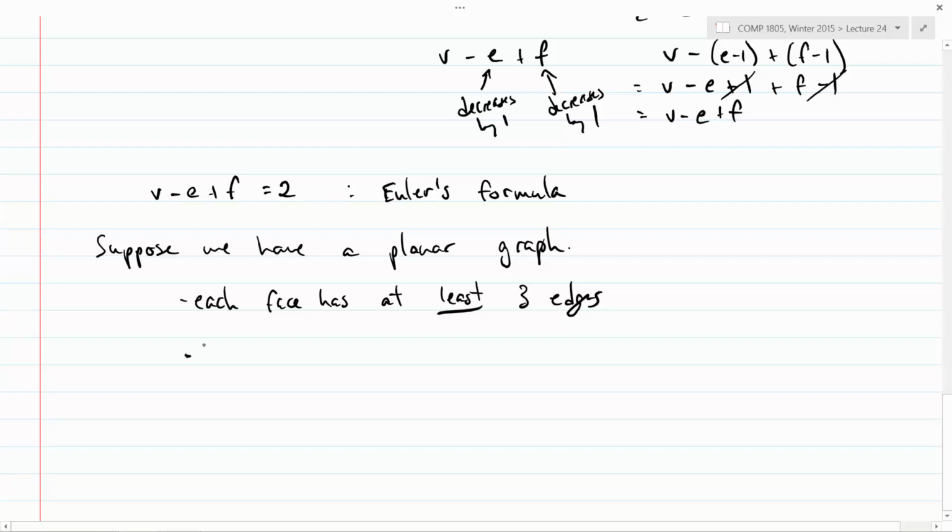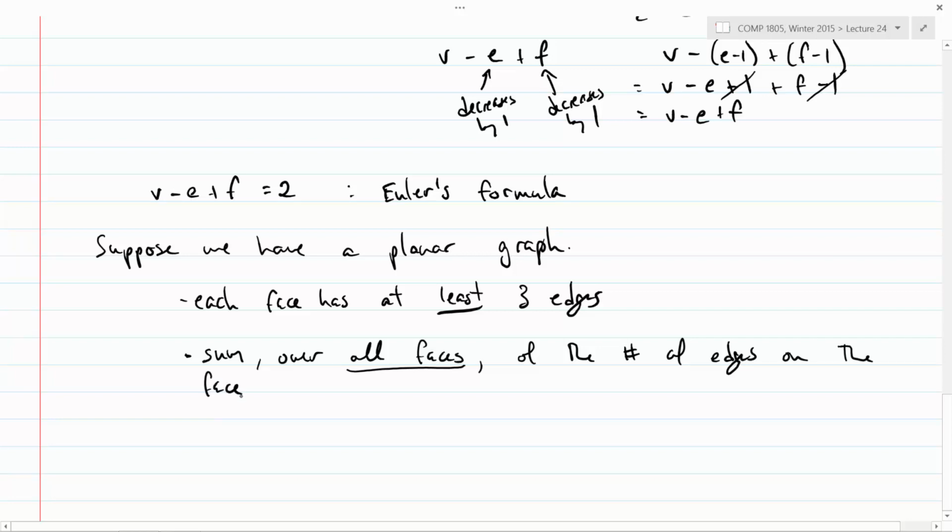Another observation is this, and that is that the sum over all faces of the number of edges on the face is going to be what? Right, but then you only have two vertices. Oh, okay. I'm specifically considering graphs with at least three vertices. So what is the sum over all faces of the number of edges on the face?